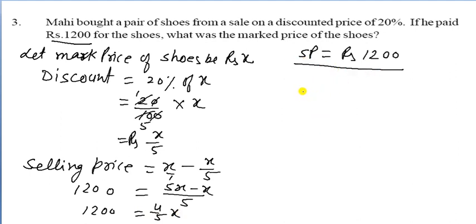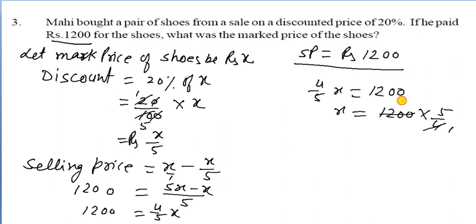Let us see what will happen here. So 4/5 x will be equal to 1200. So x will be equal to 1200 into 5/4. 4 1 ja 4, 4 3 ja 12. So x will be equal to 5 3 ja 15. So it is 1500 rupees.